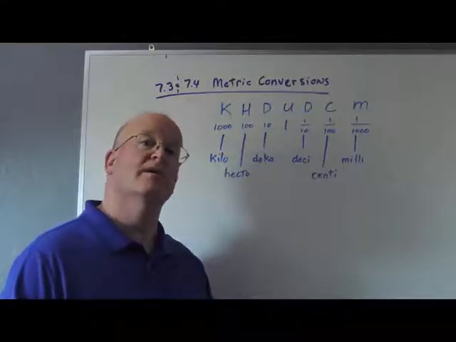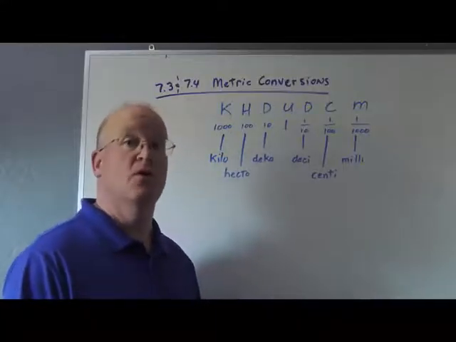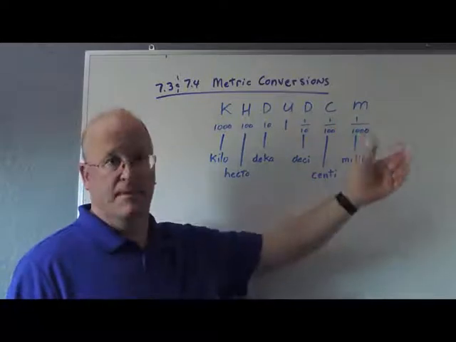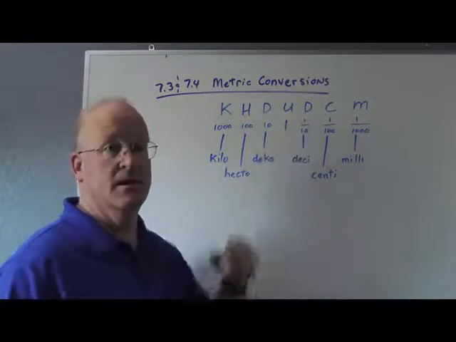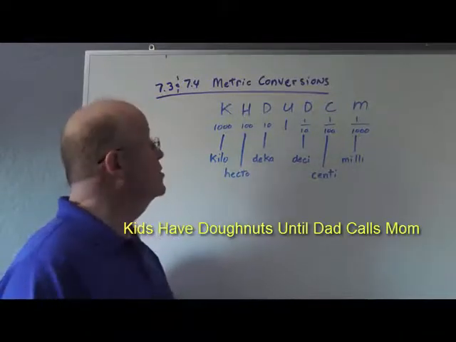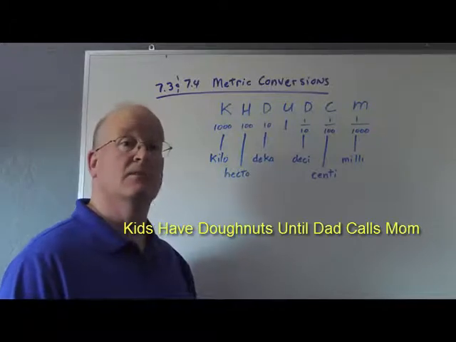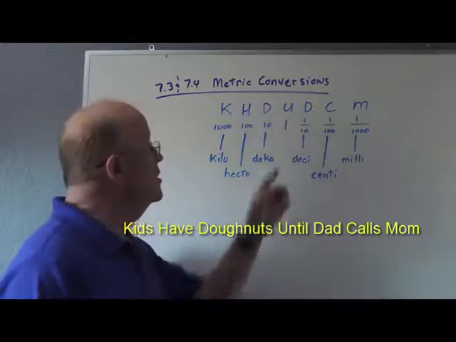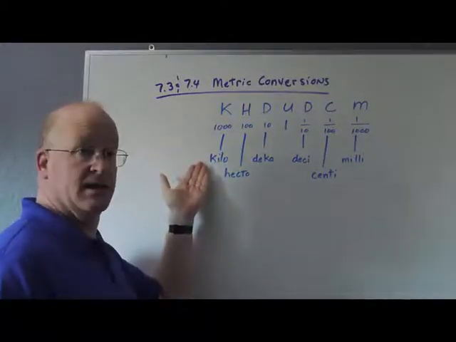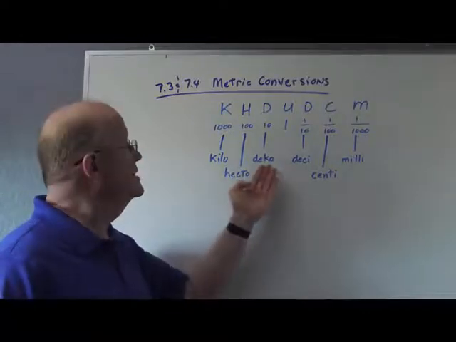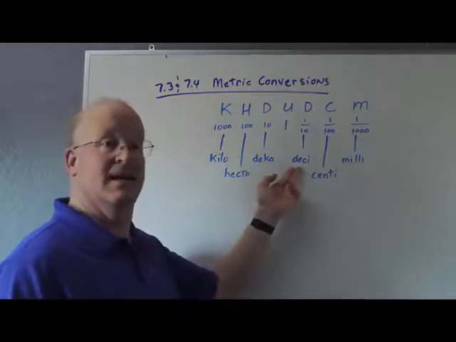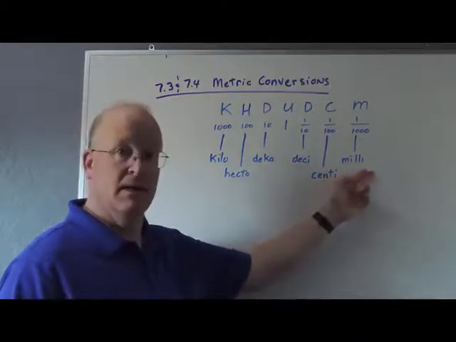In this section, we are going to talk about metric conversions, which are actually very easy to do. Now, I've got these abbreviations up here, K, H, D, U, D, C, M, and an acronym I like to use is Kids Have Donuts Until Dad Calls Mom. It's a nice acronym. Now, the U is going to stand for units at the beginning, and K is going to stand for kilo, H for hecto, D for deca. The U is just a holder position there. Then we have deci, centi, and milli.